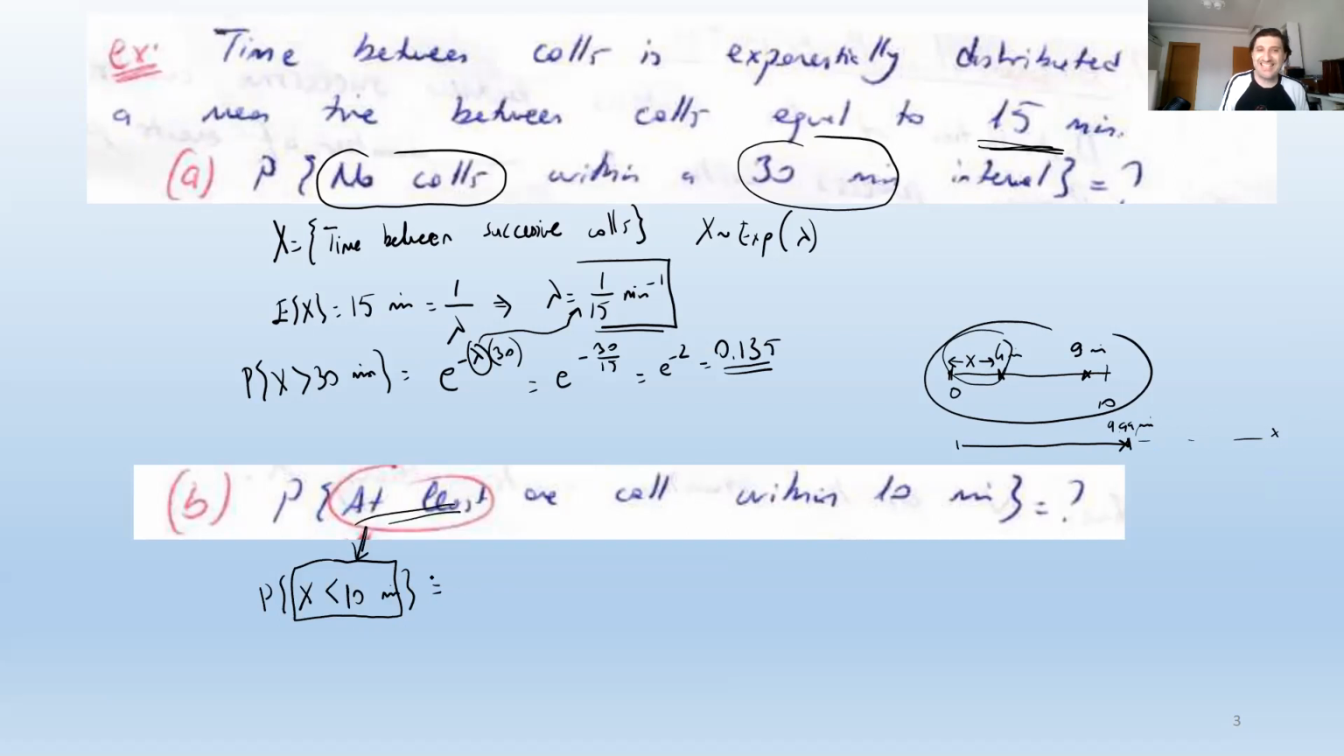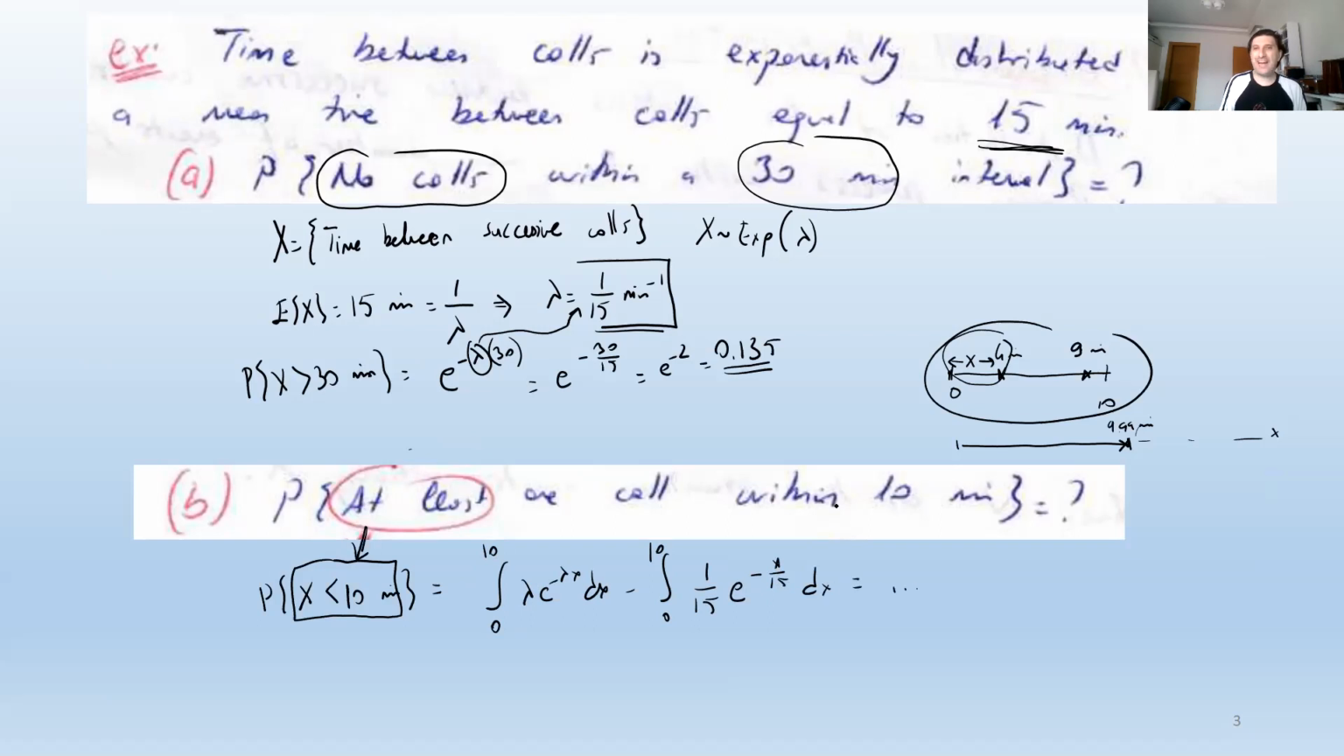But note that this is not equal to, if we just erase this part, exactly one call within 10 minutes. That condition does not correspond to this one. That's the very important thing. So exponential distribution is the distance to the next call. That's the important point. So this is going to be simply equal to, well, if you like, you can write it in integral form, or you can use this very simple formulation. This is going to be the integral from 0 to 10 of lambda e^(-lambda x) dx. So it's going to be from 0 to 10, with lambda 1 over 15, of (1/15) e^(-x/15) dx.